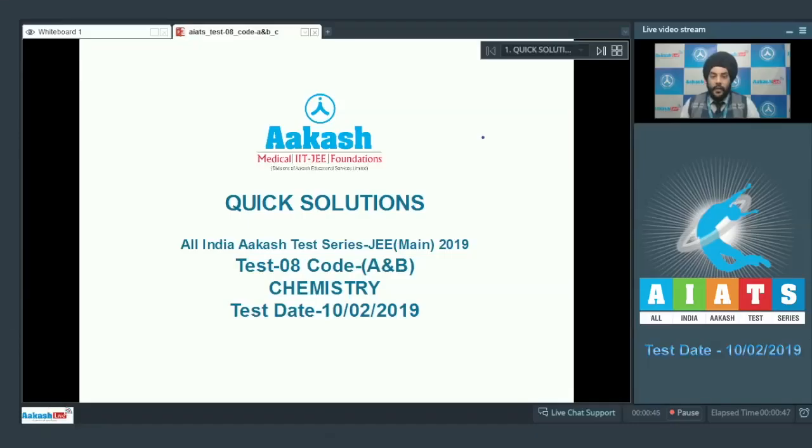Hello everyone. Today we'll be looking at some quick solutions to the chemistry section of All India AIATS Test Series JEE Main 2019 Test 8 Code A and B. So let's start with the first question.